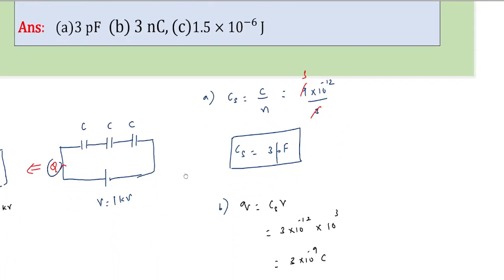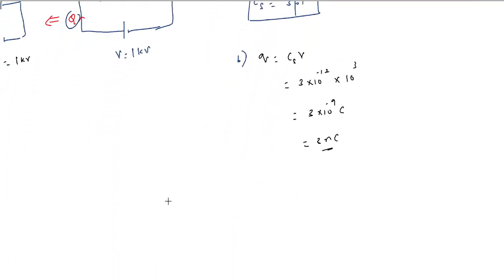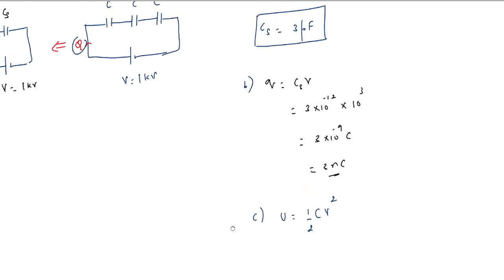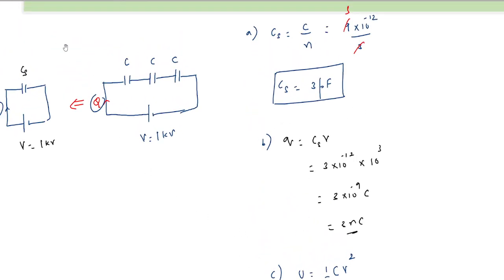So the energy in the combination, we learned that the energy can be written in many ways. We can write this as half into C into V square. Now it is the energy across the combination, so you can do it in two ways. You can find the energy across each capacitor and add it, or you can find it across its equivalent capacitance.